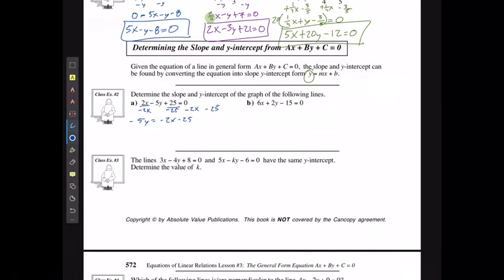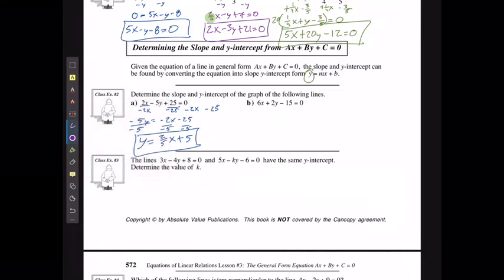And state that negative 5y is equal to negative 2x minus 25. And then I divide by the coefficient of y. So divide by negative 5, divide by negative 5, and divide by negative 5. And y is going to be by itself. y is equal to, well, negative 2 over negative 5 is going to become positive 2 over 5. The negatives will cancel out. And negative 25 divided by negative 5 is going to give me positive 5. And there's my slope-intercept form.